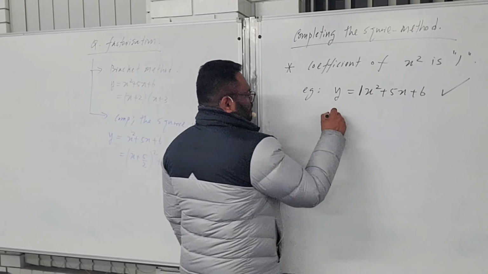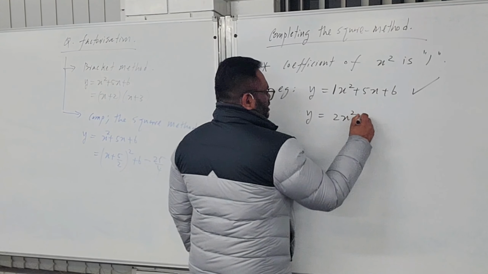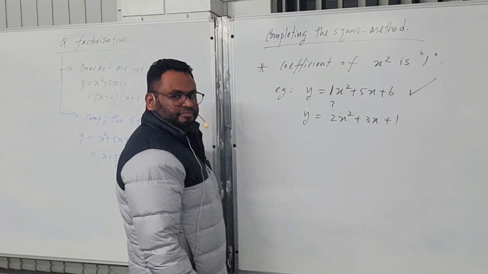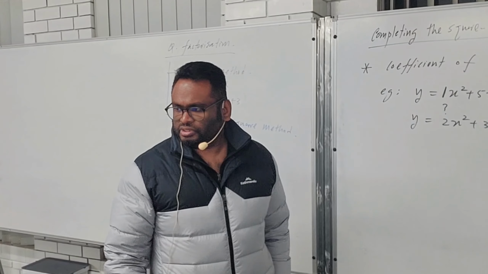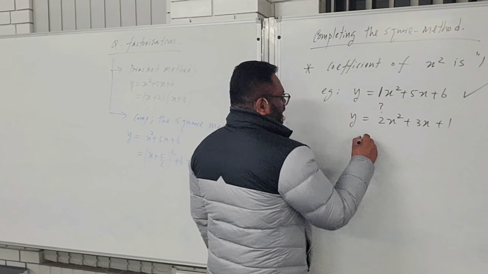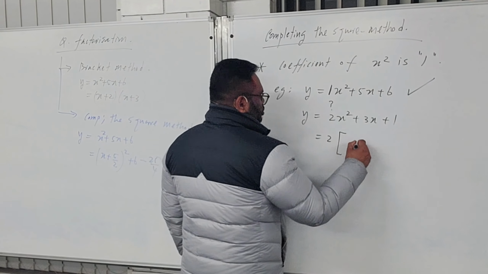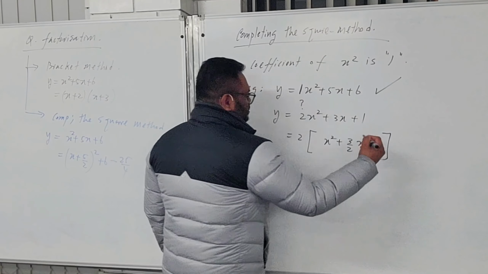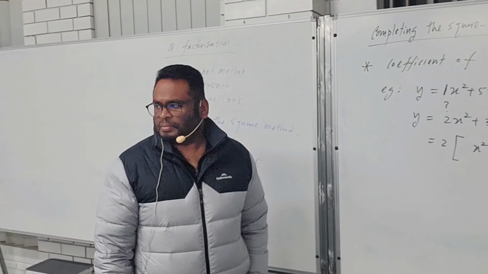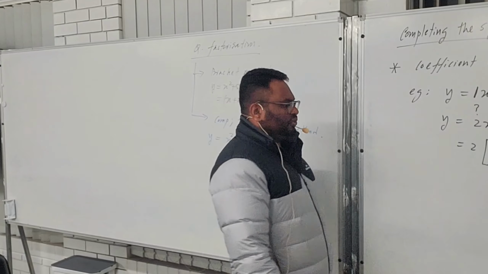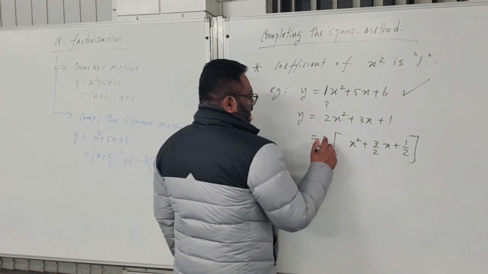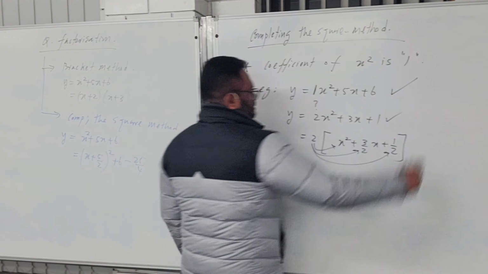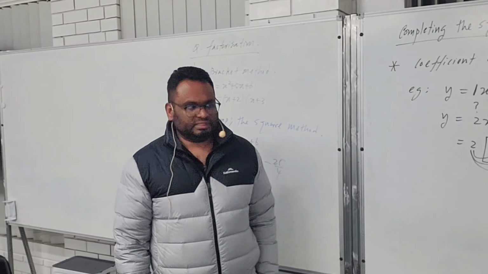If you have something like 2x squared plus 3x plus 1, you can see a problem here: 2. What you do is, you need to make it 1. How do you do that? You take 2 out from the entire thing, so it's going to be x squared plus 3 divided by 2 x plus 1 divided by 2, like that. Then you make sure you multiply with this and this and this, and you get this back. This is the methodology.